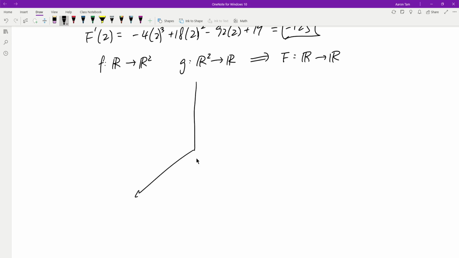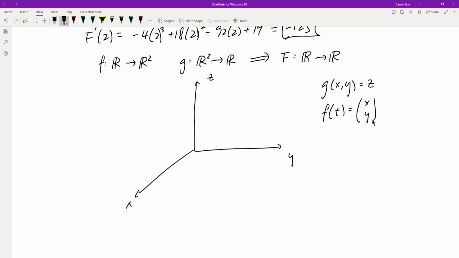Suppose I draw my usual R3 space. Here's my x, y, and z. I'm going to define g to be g of x, y equal to z. And we'll define f to be f of t equal to xy. Then what does the function f do? The function f takes in t and will then use t to plug into g.